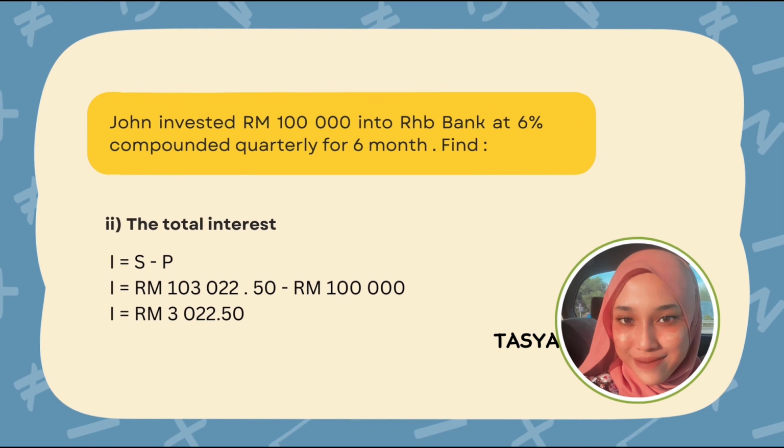For the second question, find the total interest. The total interest formula is I equals S minus P, which is I equals RM 103022.50 cents minus 100,000 ringgit. So, the total interest is RM 3022.50 cents.